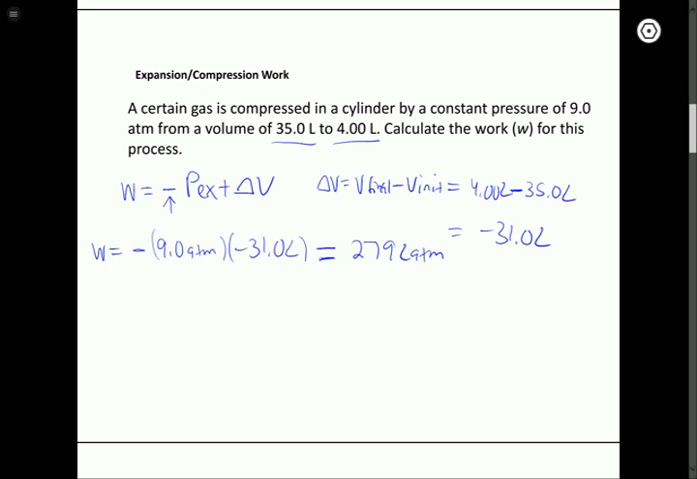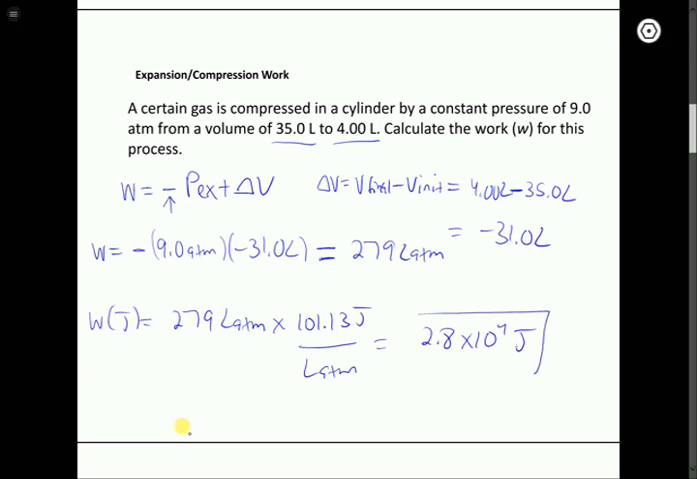So once we do this, the work in joules is going to be 279 liter atmospheres, and then the conversion is 101.3 joules per liter atmosphere. So we get 2.8 times 10 to the 4th joules. Okay, so it should be positive because we're compressing the gas. Anytime we're doing a compression, work should be positive. We have to remember to convert into the correct units as well at the end.